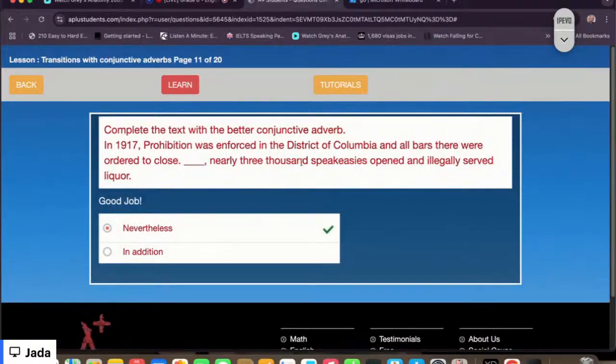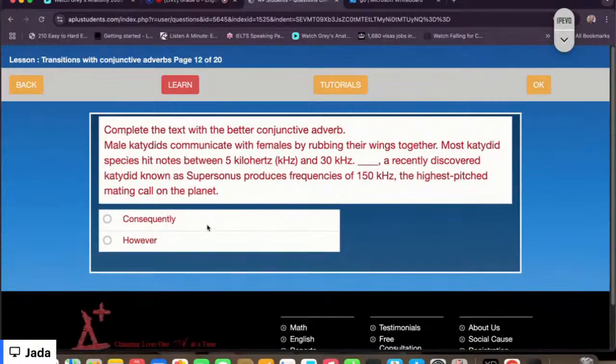So we have nevertheless, 3,000. Okay. So what do you think is the right one here? Is it going to be consequently or however?